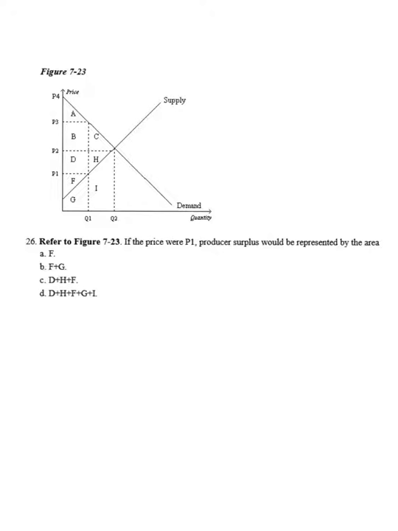Question 26 from version 1 is question 28 on version 2. So producer surplus is the difference between the price a firm can charge and their costs of production. So here, if the price is P1, the producer surplus is going to be this little triangle F. Correct answer is A.